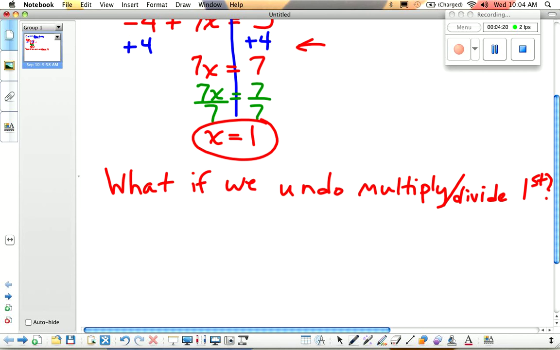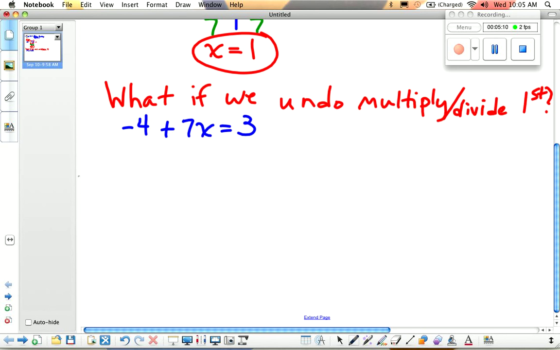Okay, so what if we undo multiply or divide first? We'll take the same equation, -4 plus 7x equals 3, and we're going to solve it doing a different step first this time. So we're going to undo the multiplication or division first. Anybody know what we need to do? Remember, the goal is to eventually have a 1x by itself on one side of the equation, doesn't matter which side, but we need it to be a 1x. So if we're going to undo multiplication or division first, what's x being multiplied by? 7. So we need to divide by 7.